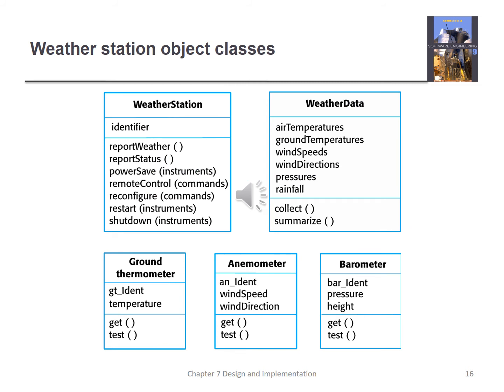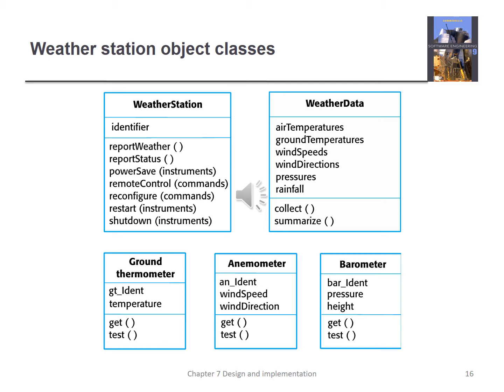Well, if we look at the weather station, we walk into the weather station and we say, what's that? We say, well, this is the weather station. What's that thing? Oh, it's the weather data. What is this? This is the parameter. What's this? This is the anemometer. What's that? It's a ground thermometer. So each one of these is an object.